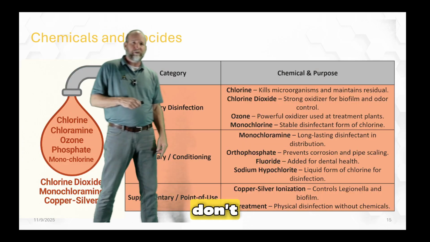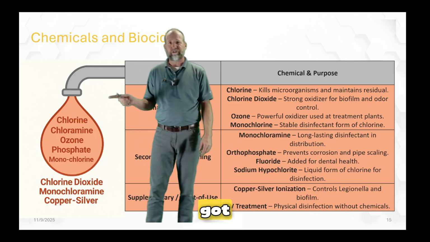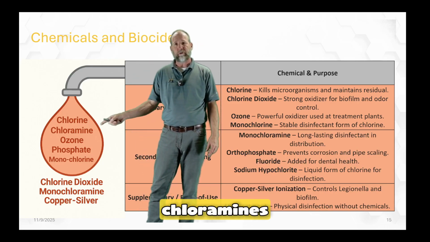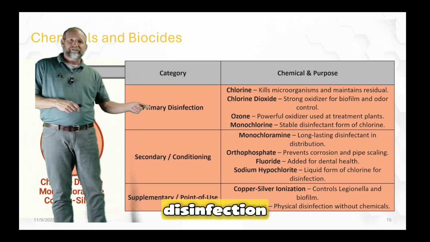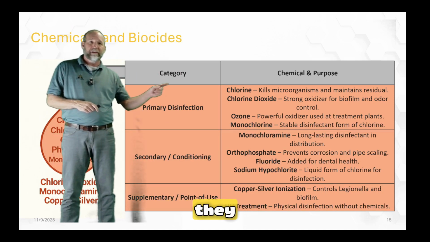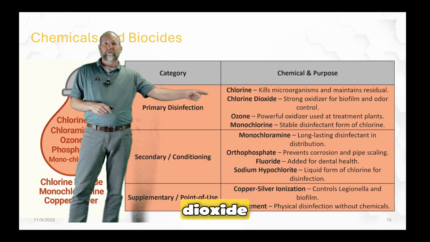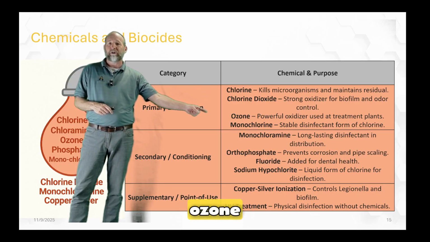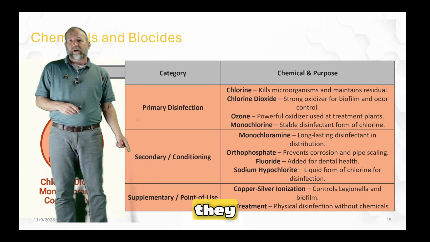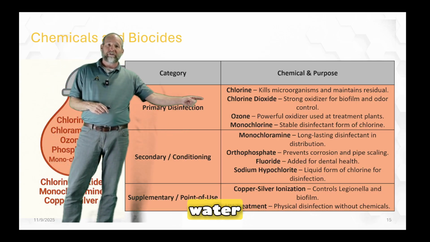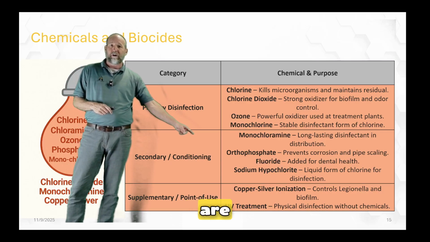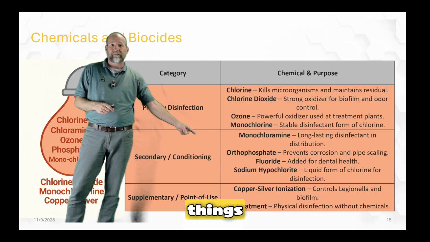The other thing that people don't think about, but oftentimes occurs, is you've got other things. You've got chlorine, chloramines, maybe some ozone, maybe some phosphate. Primary disinfection, say from the water treatment plant, they might be adding some chlorine dioxide. They might be using ozone, different things. They might be adding some fluoride and some different things. These are to kill the bugs in the water. These things down here, fluoride is for your teeth and things like that.